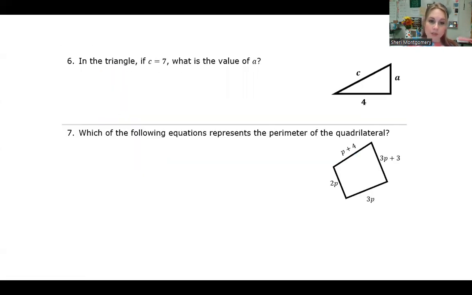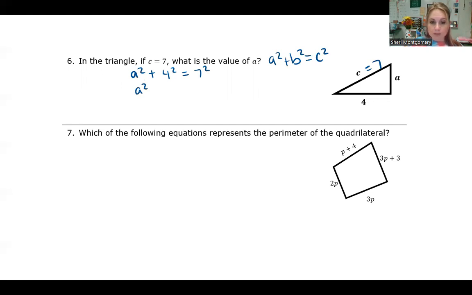Question number 6. In a triangle, C is equal to 7. Find the value of A. Remember that this is side lengths. That's the Pythagorean theorem, where we have A squared plus B squared is equal to C squared. So A squared, we don't know what it is, plus B squared, so it's 4 squared, is equal to 7 squared.